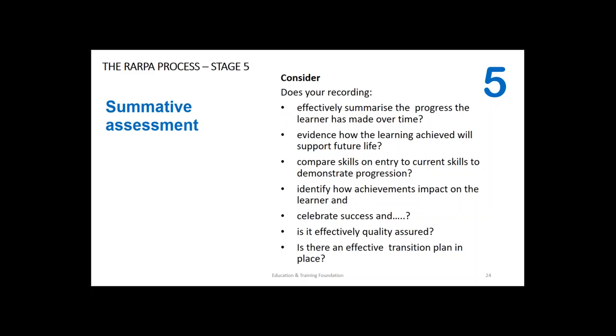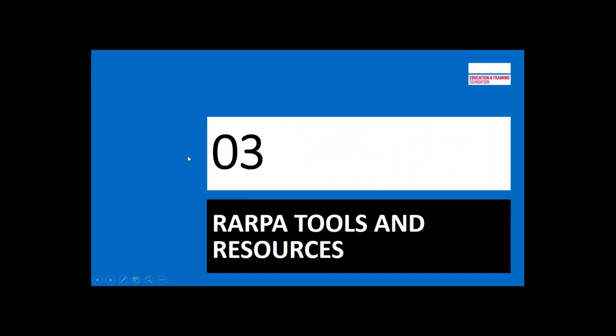Because it may be that they're transitioning out of college for whatever reason to go to work, or just to live more independently. All of these things are something that is a successful outcome for our learners, and something that we need to celebrate in the summative assessment. So that's really going through the stages, and hopefully I've given you something to think about.